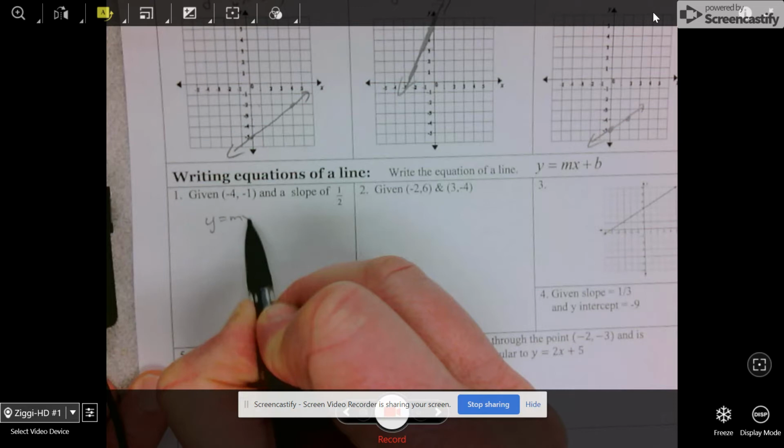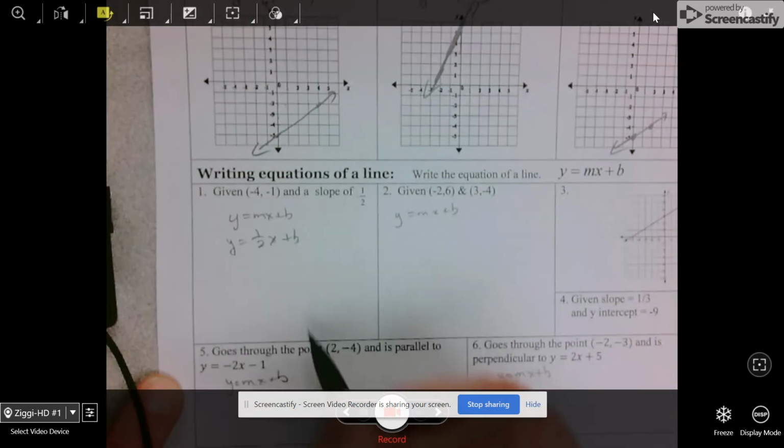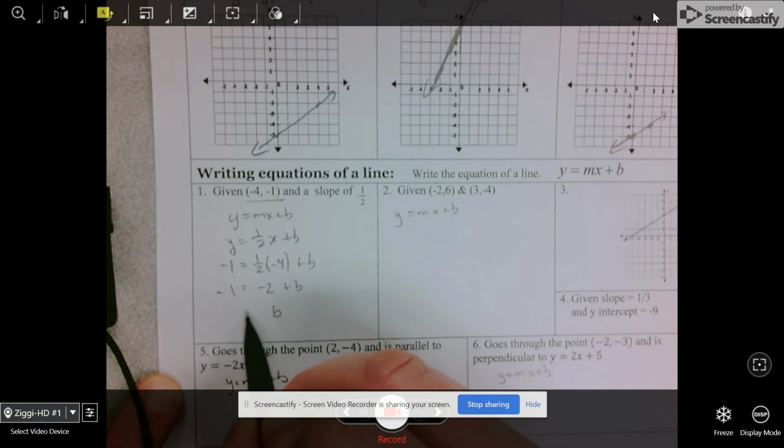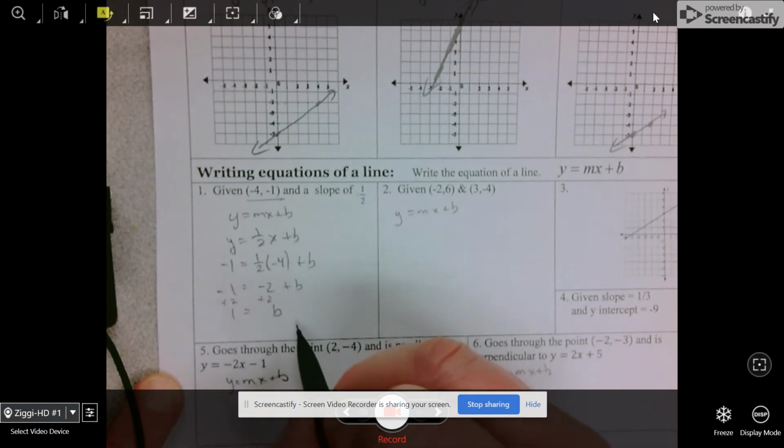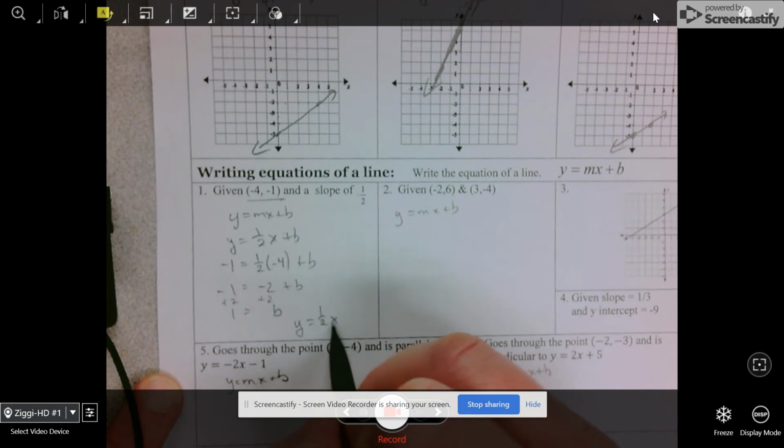Second one, I don't have the slope. Got to find the slope. Go over here, write your formula, then put your numbers in. Negative 4 minus 6 over 3 minus negative 2. That's negative 10 over 5. Some of you need a calculator. That's negative 2. Y equals negative 2x plus b.